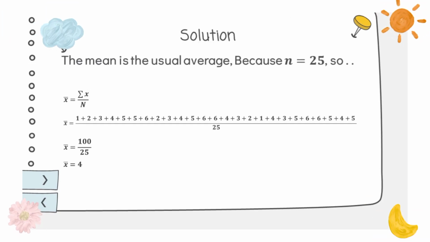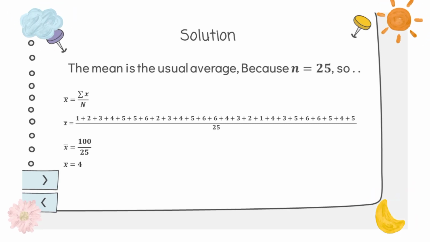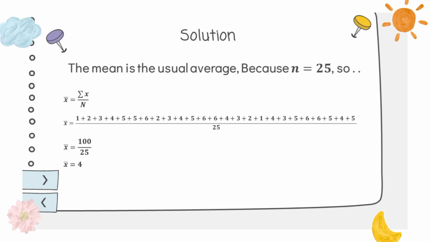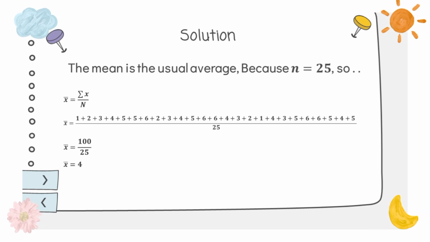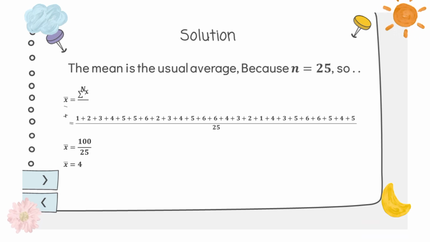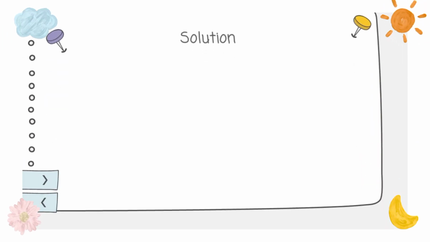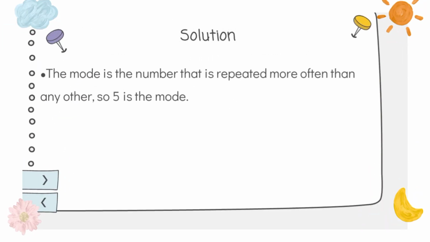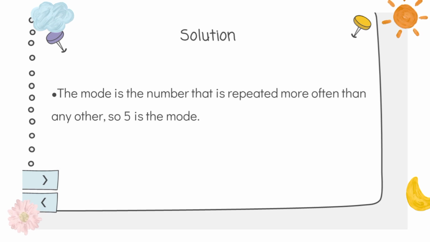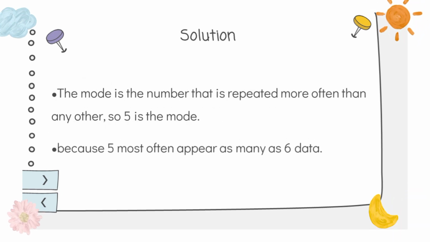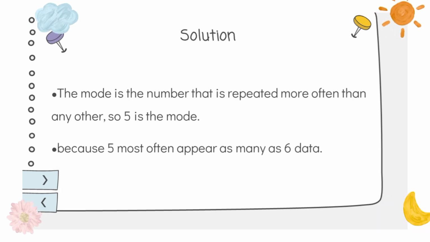So this is a solution for the mean. The mean is the usual average because n is 25, so we go to substitution. n is 25 and we got the mean is 4. And then for the mode of data, the mode is the number that repeats more often than any other, so 5 is the mode, because 5 most often appears as many as 6 data.